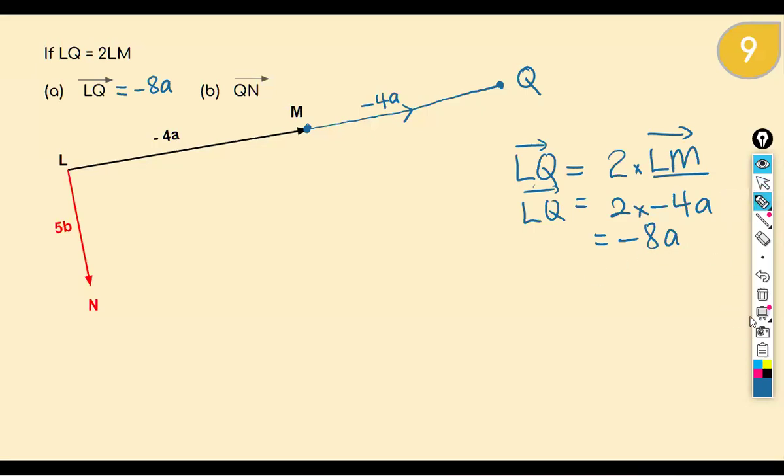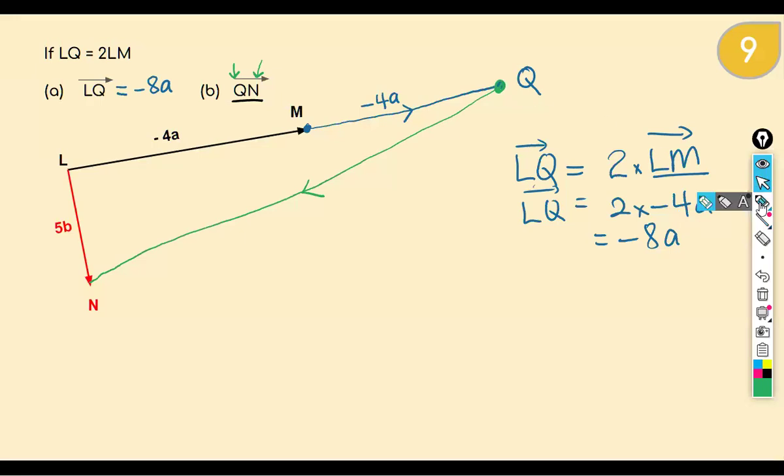Part B is pretty much easy. QN, let me draw in what QN is. I know I didn't draw it too straight. But QN means you're starting at Q and you're walking all the way to N. How else can you walk from Q to N? Pretend that Green Road is closed up. Find another way to walk from Q to N.